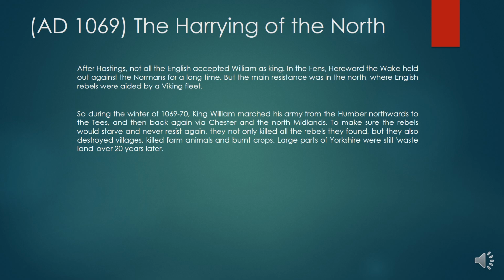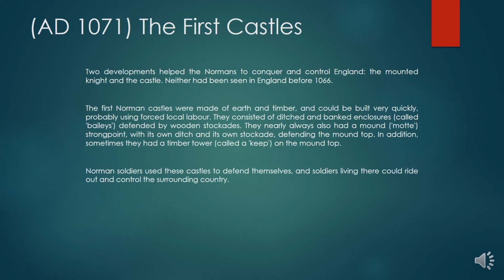So during the winter of 1069 and 70, King William marched his army from the Humber northwards to the Tees and then back again via Chester and the North Midlands to make sure the rebels would starve and never resist again. They not only killed all the rebels they found, but they also destroyed the villages, killed farm animals, and burned crops. Large parts of Yorkshire were still wasteland over 20 years later.